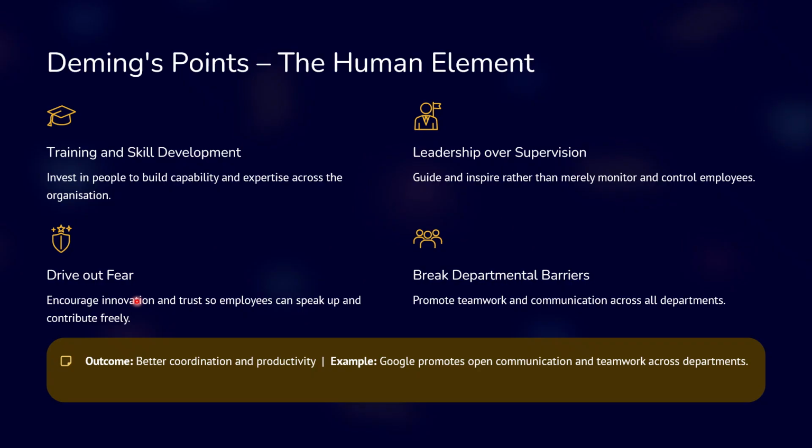management must drive out fear. How can an employee work effectively if they are afraid of making a mistake? Building trust is a core management obligation.